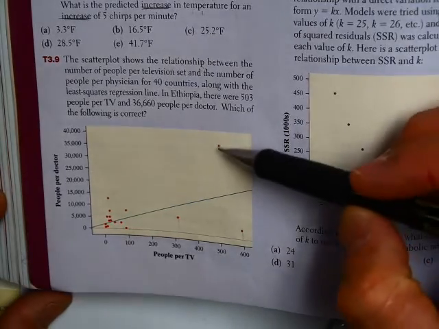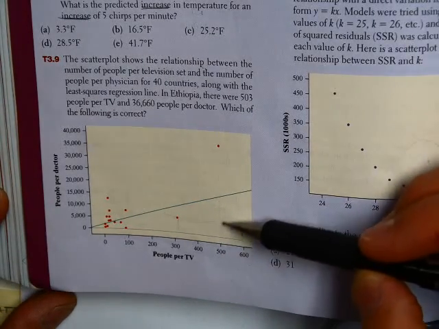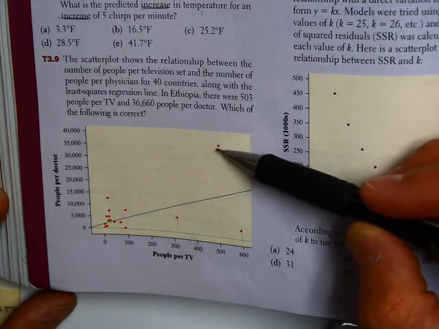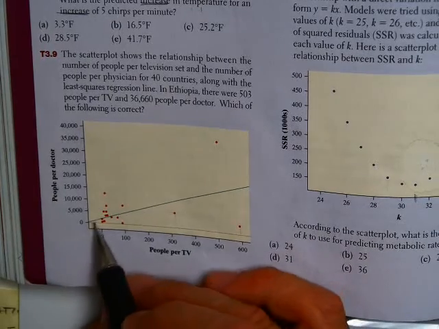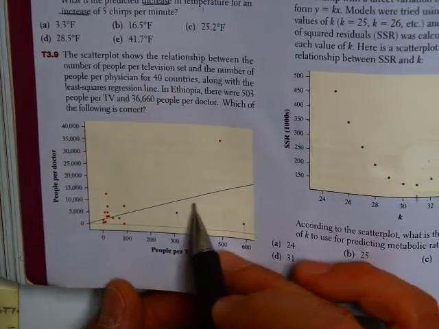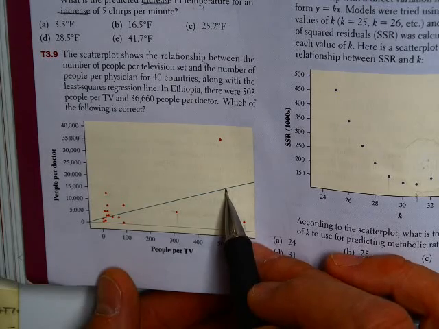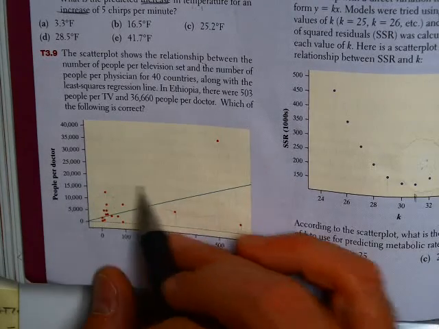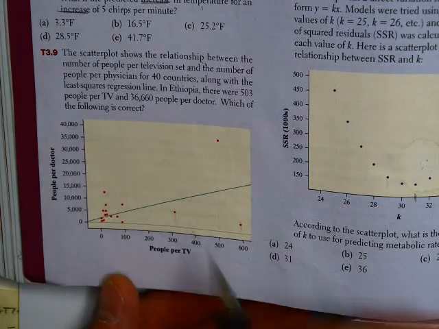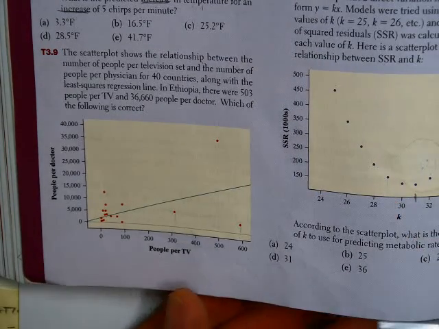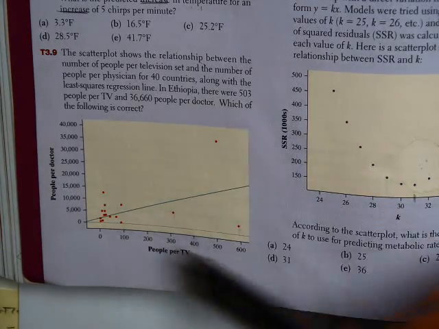So, looking at this, it looks like this one right here is Ethiopia, about 503 people per TV set. So, here's how many people per doctor we expect. It looks like it would be about 15,000 would be our y hat value, but they're at like 36,000, almost 37,000. So I'm going to just read the answers and I'm going to leave the graph up here.